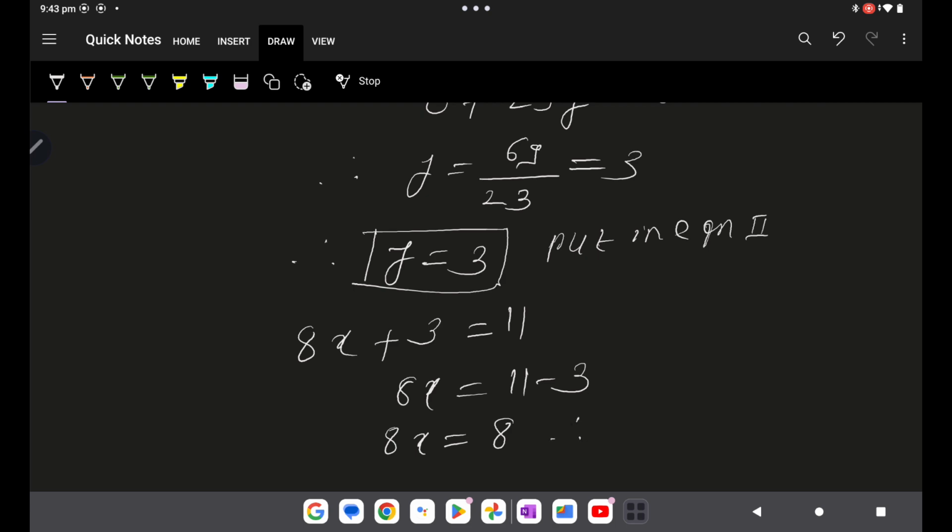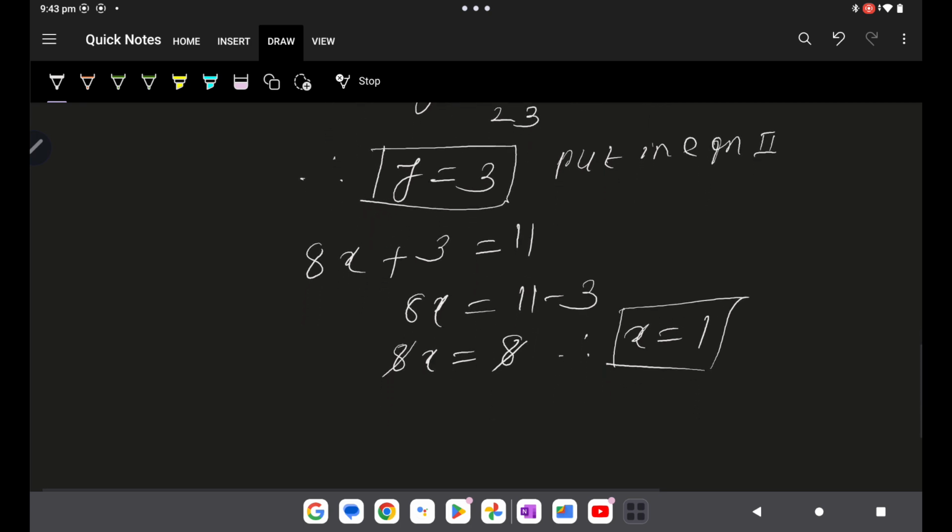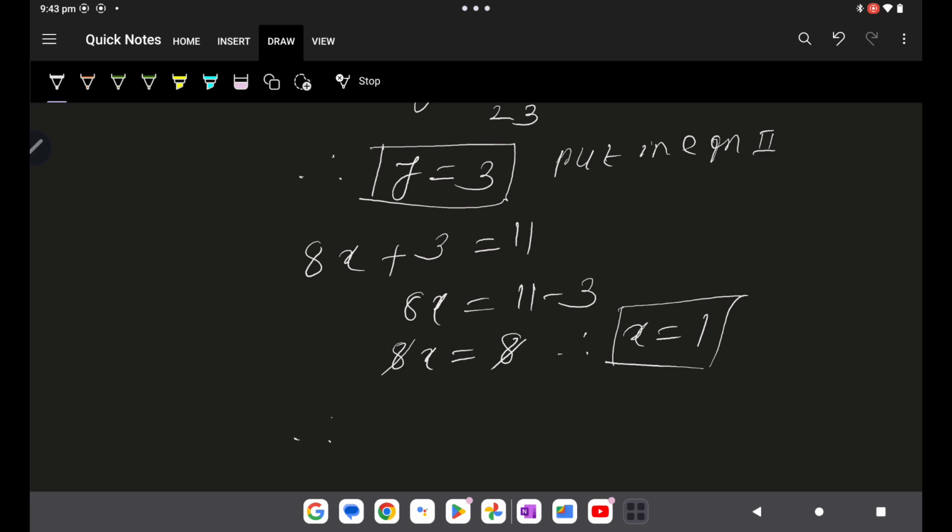Divided both sides by 8, so we get x is equal to 1, because if I divide both sides by 8, then 8 cancels. So x is equal to 1. Therefore the value of x is equal to 1 and the value of y is equal to 3.